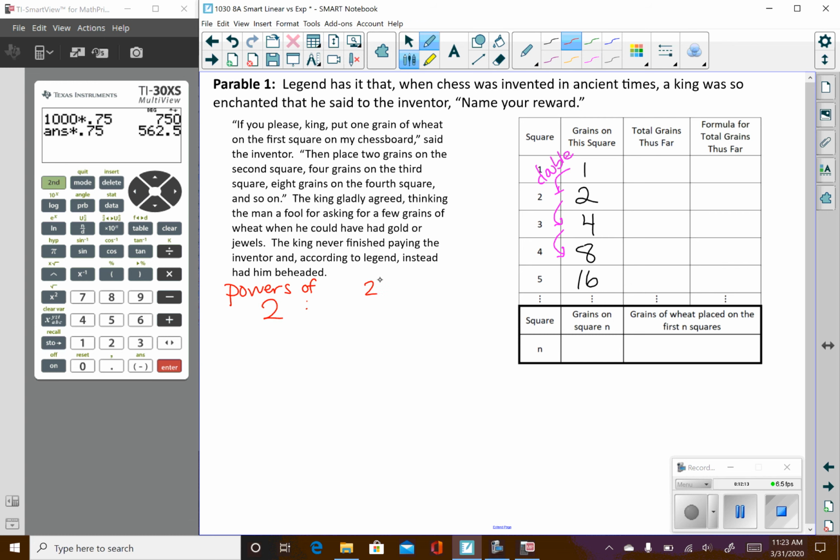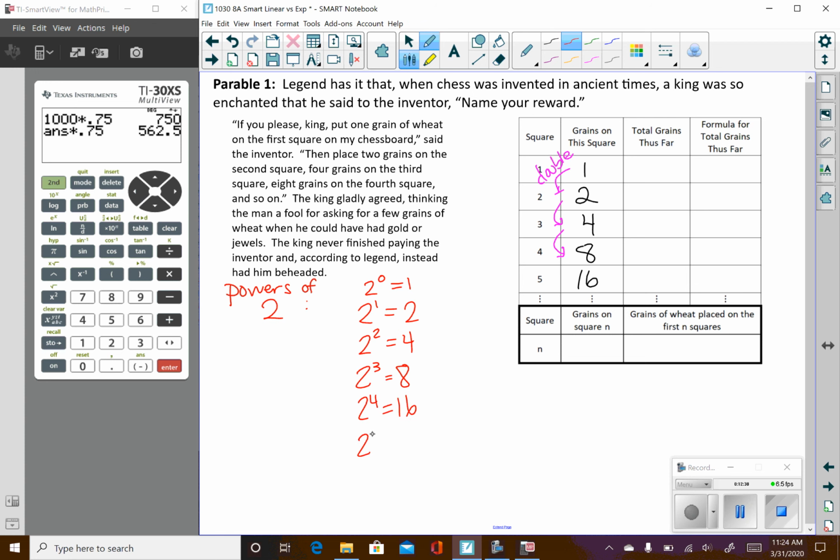So 2 to the 0 power is 1. 2 to the power of 1 is 2. 2 squared is 4. I just wrote 6. Oh my gosh. So 2 to the 3rd is 8. Okay, 2 to the 4th, 16.